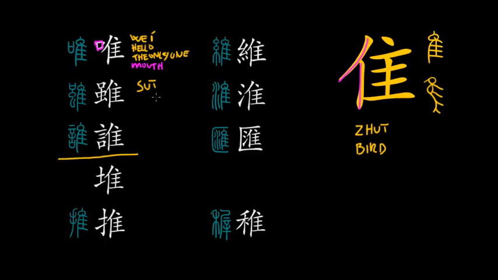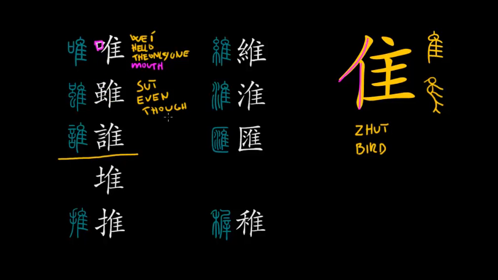The second character in this series, also very abstract, is pronounced sui, in the first tone, and it means even though. And this is the traditional version of this character. The simplified version of this character is only this part over here, this left section.